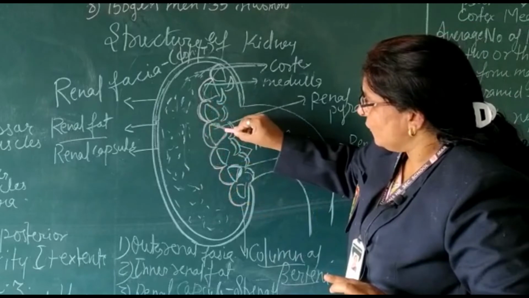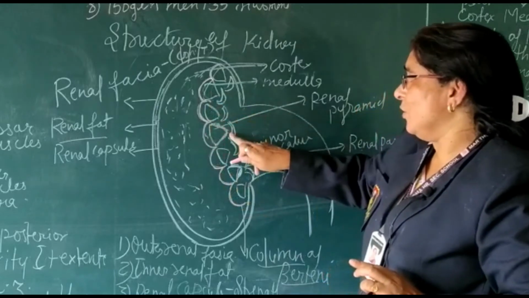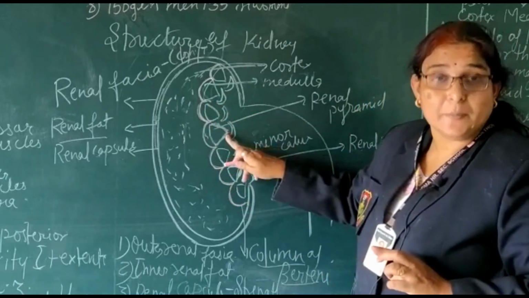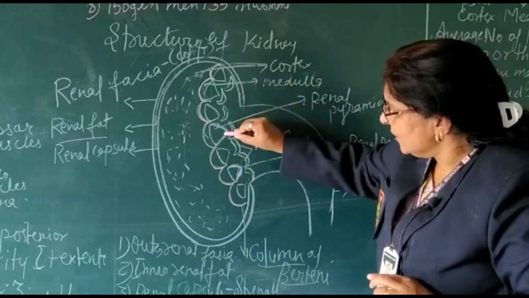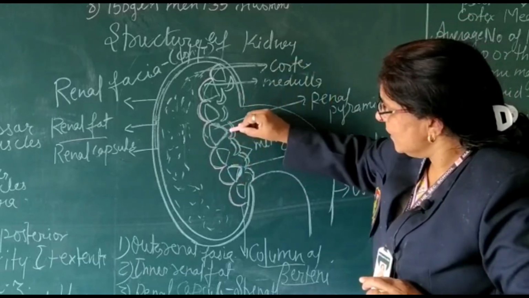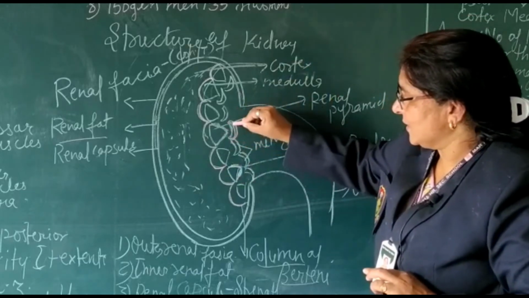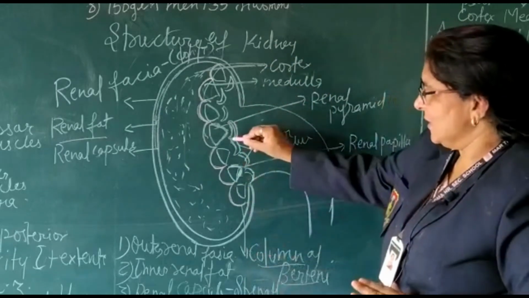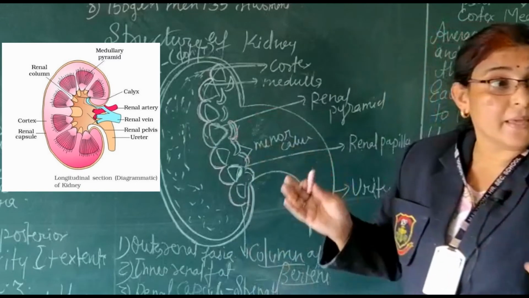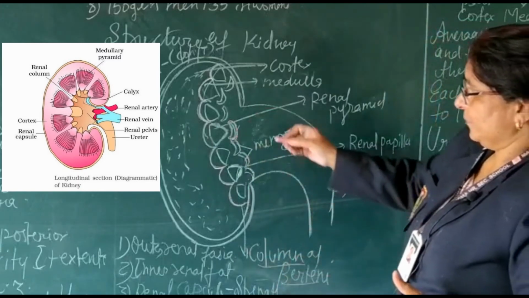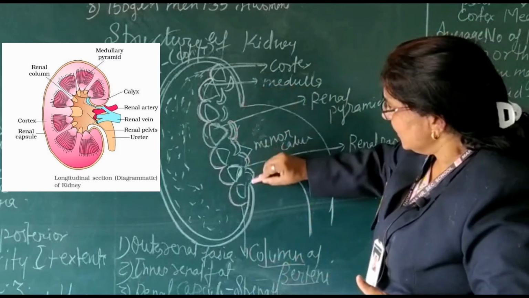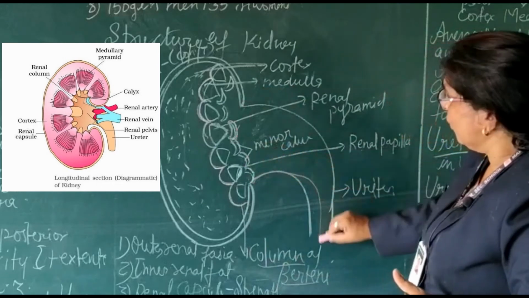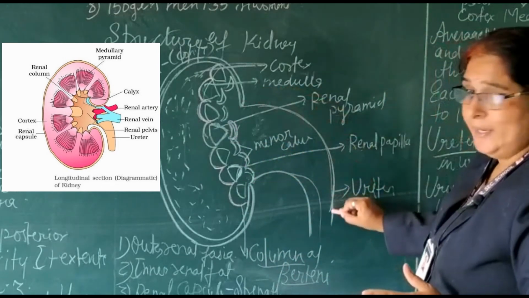The tip of the renal pyramid is known as the conical tip, or papilla. The conical tip opens in the minor calyx. 3 or 4 minor calyces form a major calyx. And this pelvic region, this pelvis, opens in the ureter.